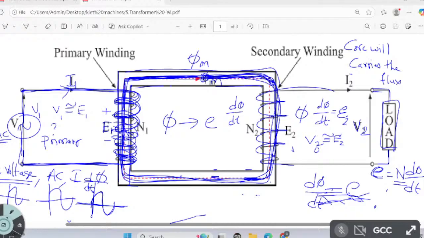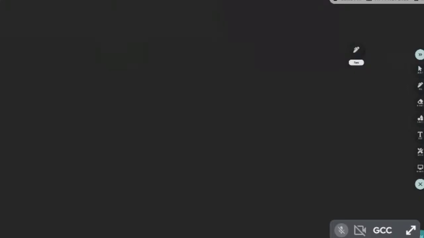Okay, principle, working, construction. And you have the EMF equation. This is the formula actually, but you have to derive the equation. What is meant by dφ? What is meant by dt? You have to write it down. Okay, EMF equation of the transformer. Next we will move to the EMF equation of the transformer.